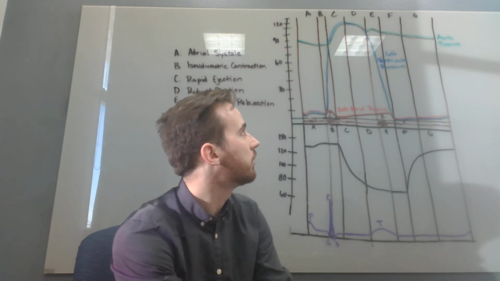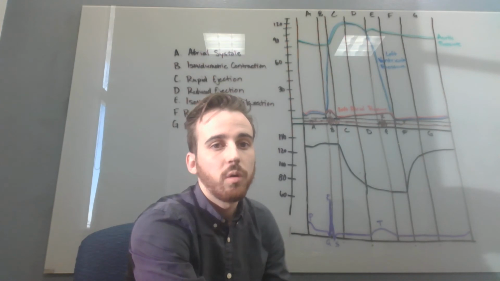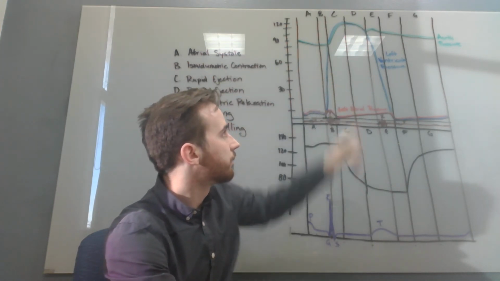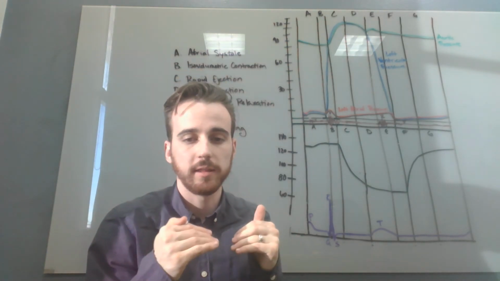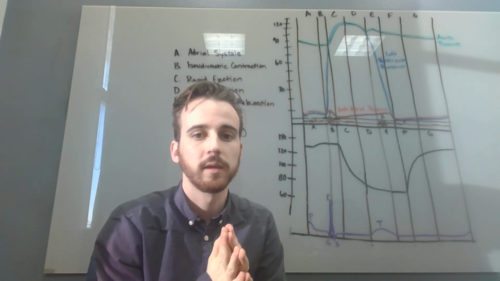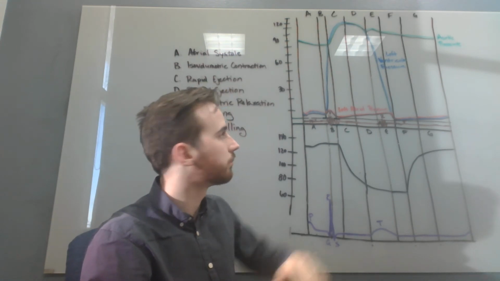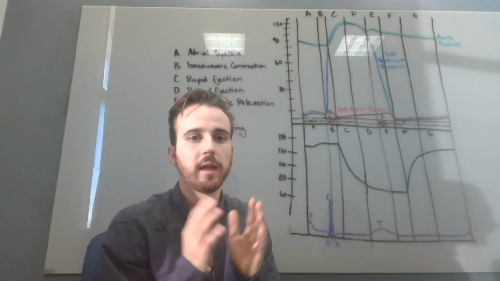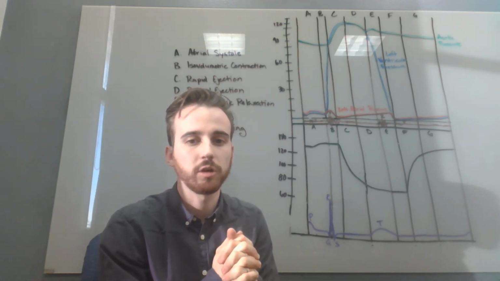Now let's go ahead and talk about what happens at time course E. So between D and E, our aortic leaflets close again. Our aortic valve closes back up. That's to prevent backflow of blood. And time course E is our isovolumetric relaxation.